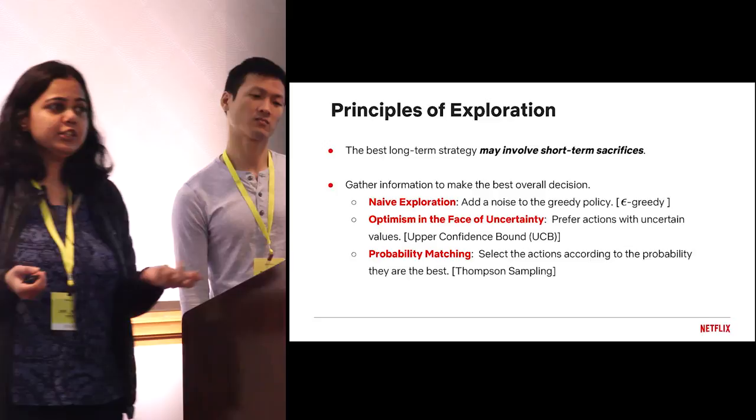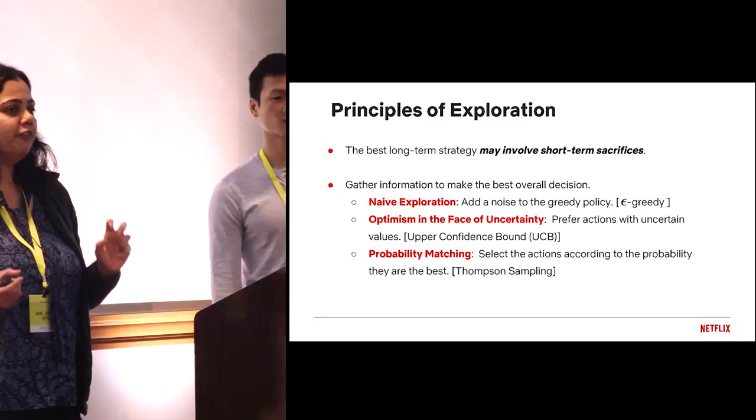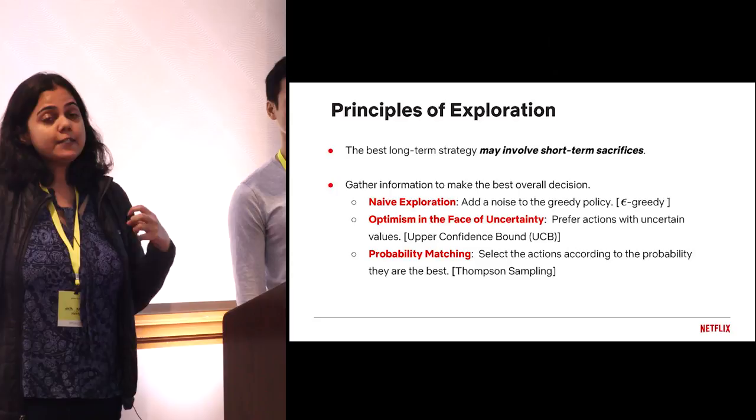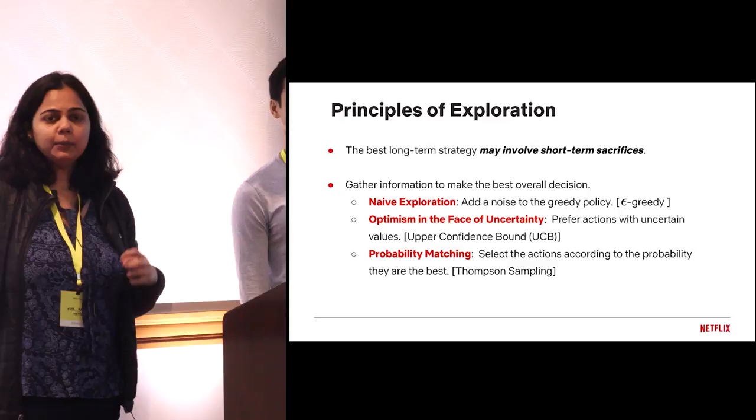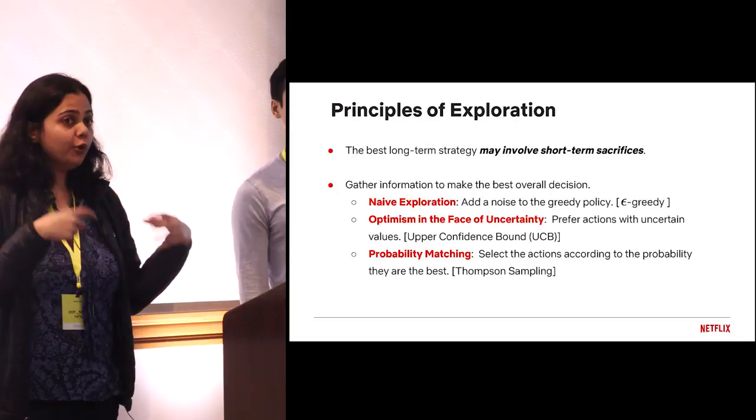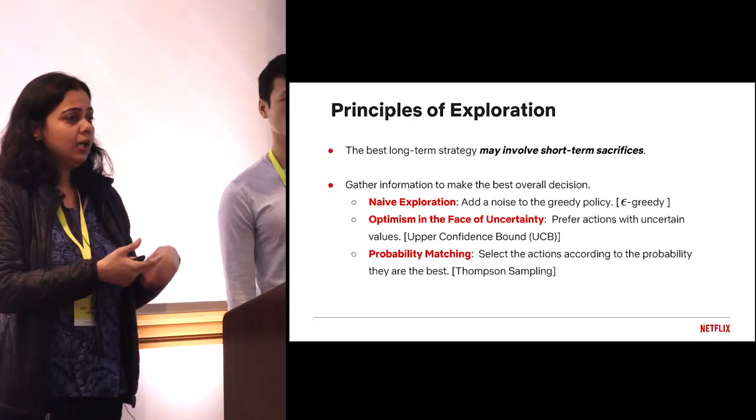One of the simplest ones would be the naive exploration strategy, in which you just add some noise to your greedy policy. There could be other strategies for exploration as well. For example, one of the other very famous strategies is optimism in the face of uncertainty. What this principle is saying is that you would prefer actions about which you have little information. In that way, you're going to explore more around that action, and as a result, gather more feedback about that action, and as a result, gain more confidence about your prediction for that action.